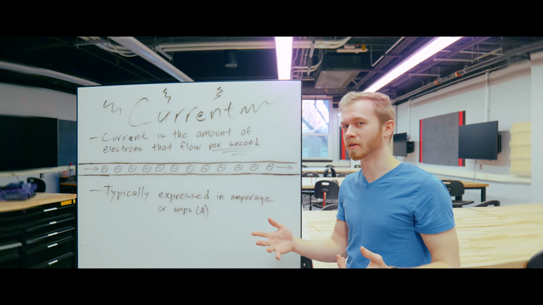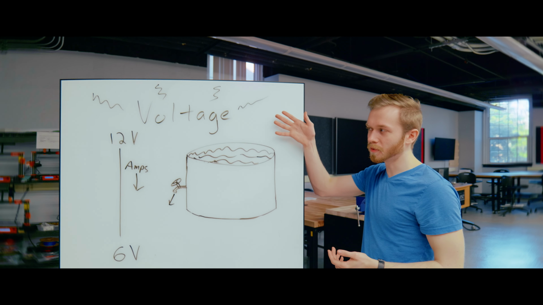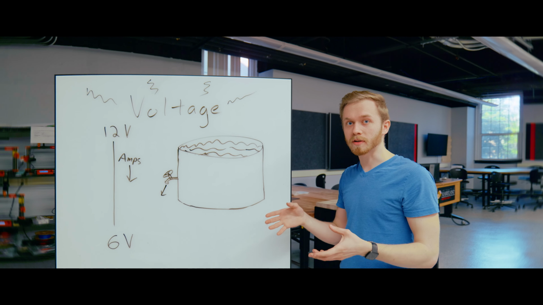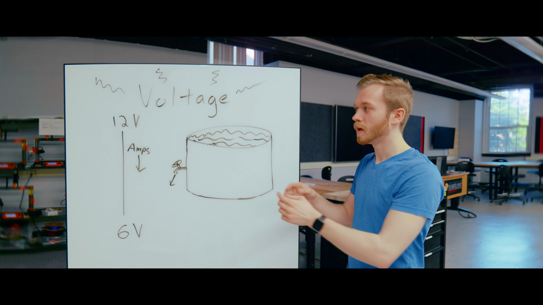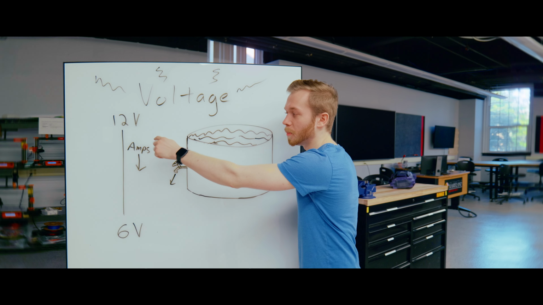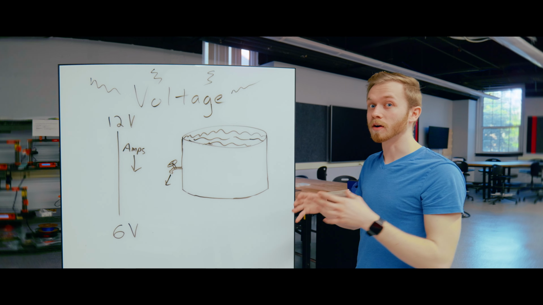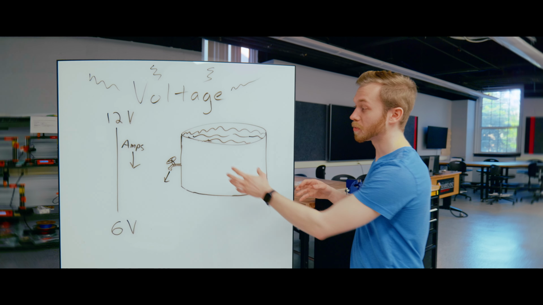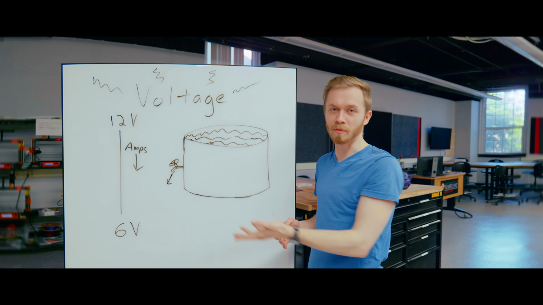But why does the water flow? Let me introduce you to the concept of voltage. Voltage in a circuit is like a force that pushes electrons. Higher voltage will push current towards lower voltage. In our garden hose example, the pressure from a water tank will push water out of the faucet through the hose.